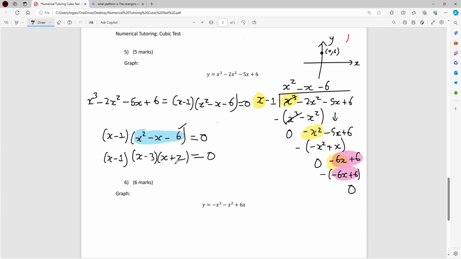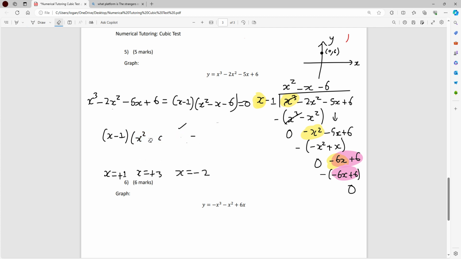Okay. Now if that's all equal to 0, that means the solutions are x equals positive 1, x equals positive 3, and x equals negative 2. So the opposite signs of the factorized bits here, okay? So now we've got the solutions here.